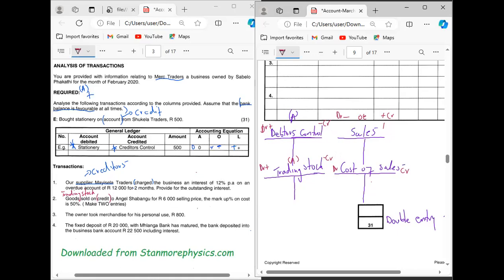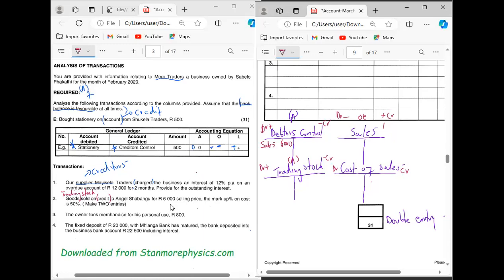Let's start here. If we sell our goods and services on credit to our debtors, will our debtors control increase or decrease? It will increase, with 6,000, because this person, Angel Shabang, is owing the business 6,000. This is the selling price, and it was for sales.